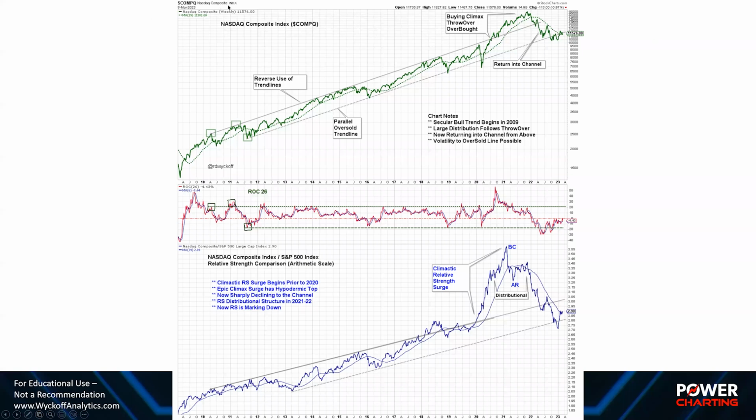The Nasdaq Composite is, this is a chart you've seen before. This is the stride of the advance, which was defined in 2010, 2011. This is a reverse use of trend lines. Primary trend line is drawn over the market. Note all the touches, lots of touches all the way through here.